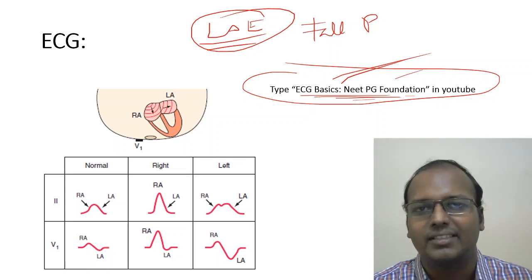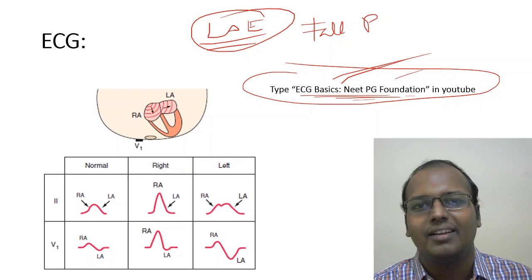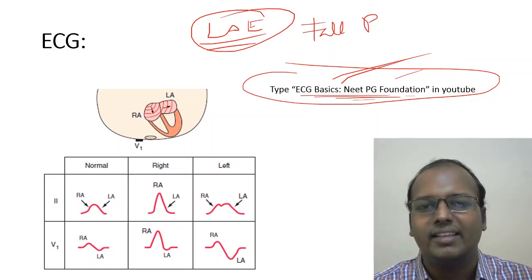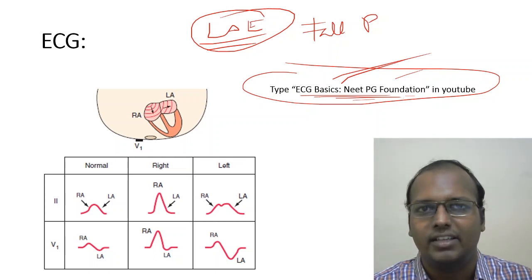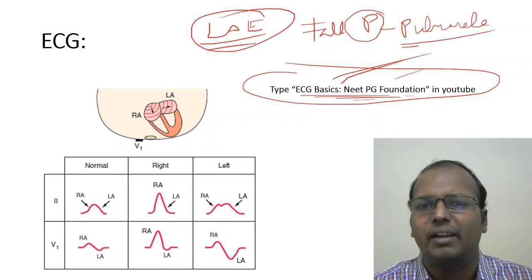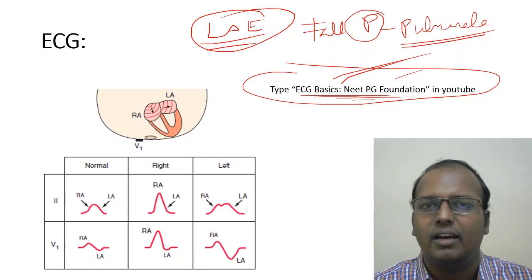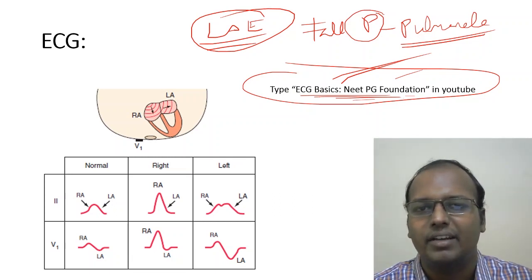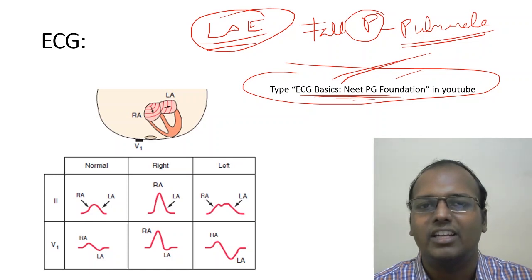So how to remember this? Very easy. The right atrium will enlarge especially in patients with pulmonary hypertension. Yes or no? So this P is for P pulmonale. The P is tall. So that happens in patients with pulmonary hypertension, leading to your right atrial enlargement.